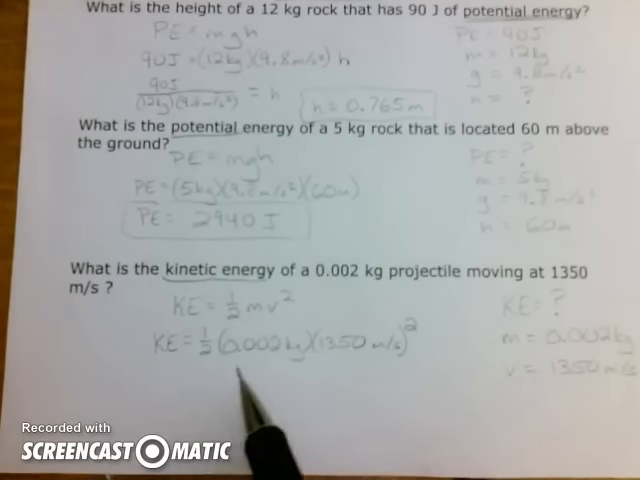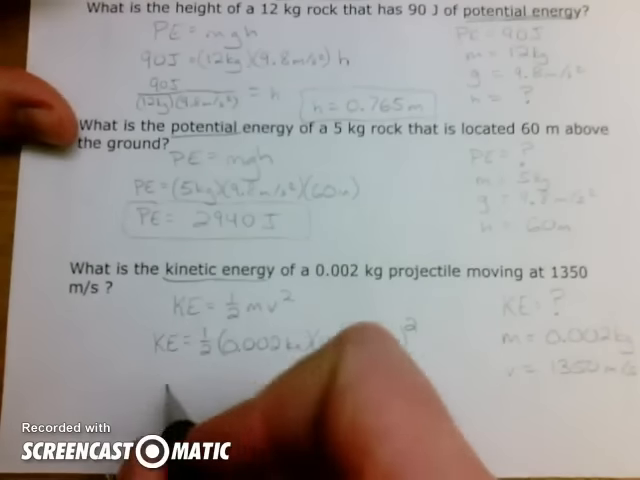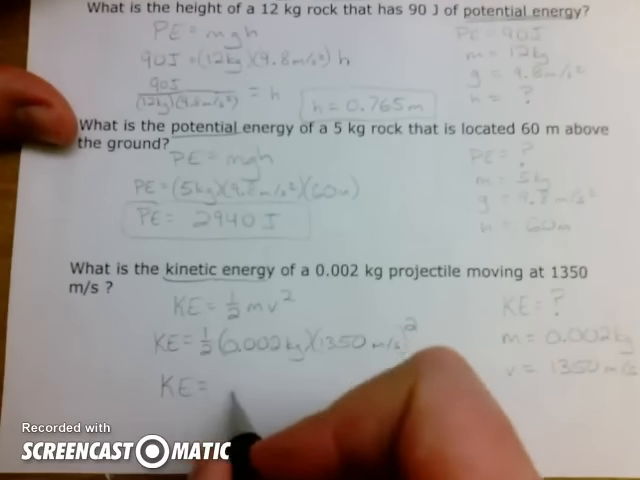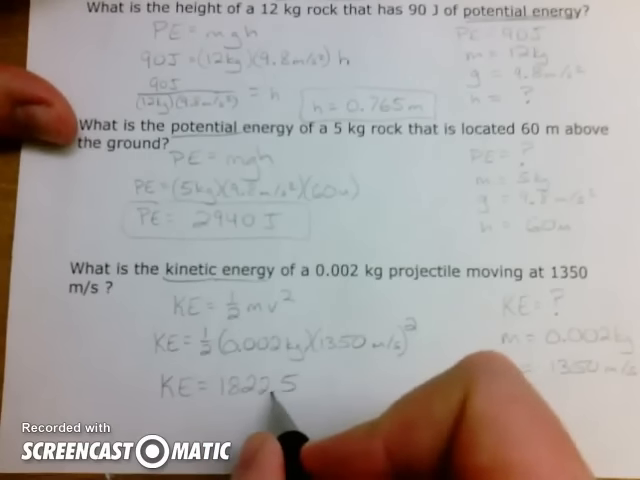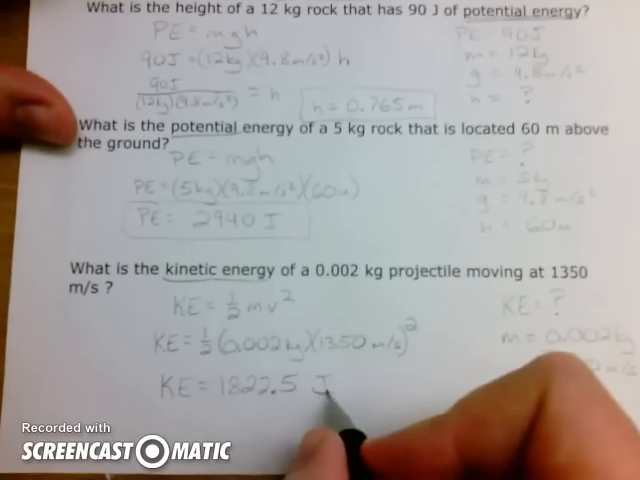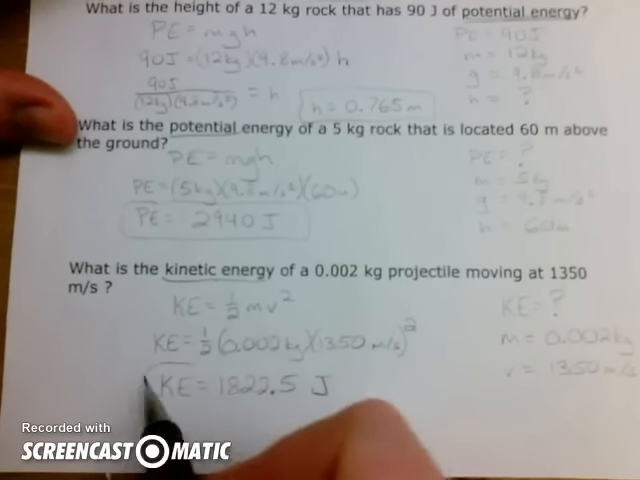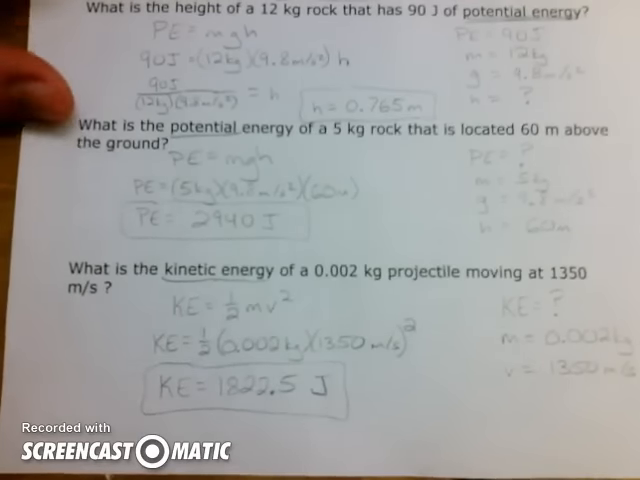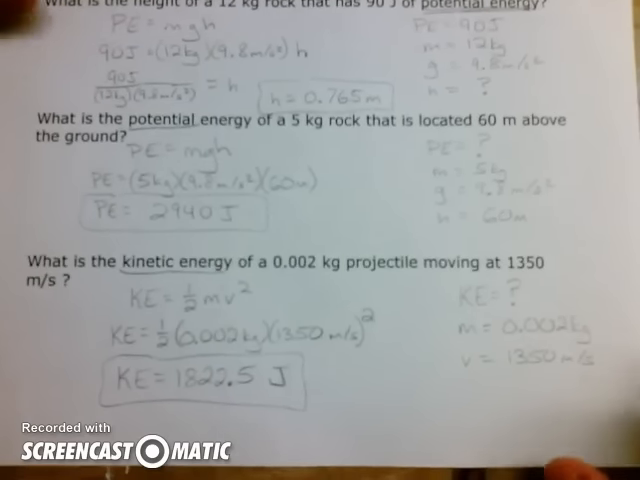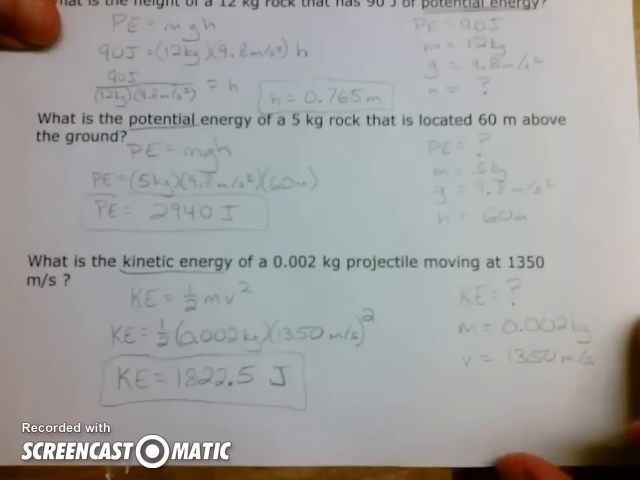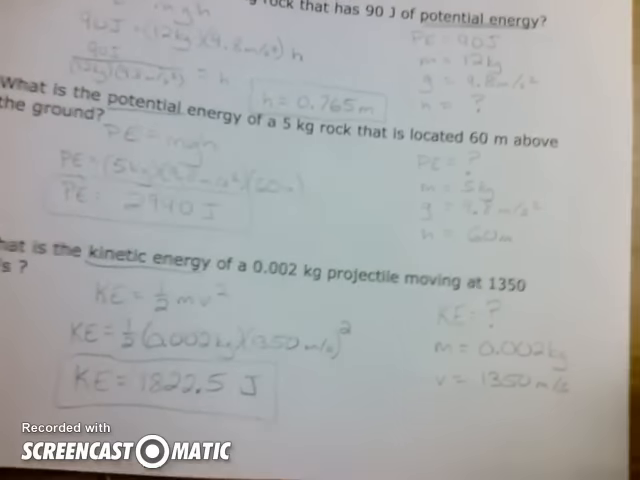So I'll do 1/2 times 0.002 times 1350. Hit squared on the 1350, and it'll calculate your KE for you. And it's 1822.5 joules. Maybe I'd round that off to 1823. Either way, you'll find the right answer. That was pretty quick. We did 5 in 11 minutes. Takes a lot longer when you've got to talk to them.